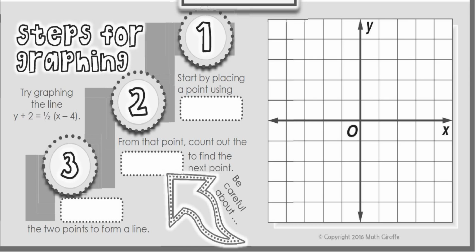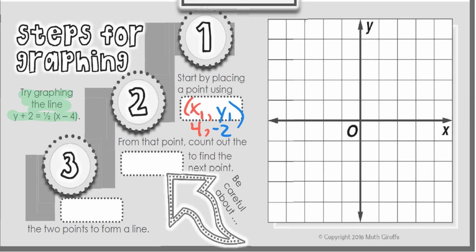So here are examples of steps for graphing. The question is, try graphing the line y plus 2 is equal to 1/2 times the quantity of x minus 4. Our step one is to start by placing a point using x1, y1. So in this example, our x1 is what? Our x1 in this example is 4. And our y1 in this example is -2.